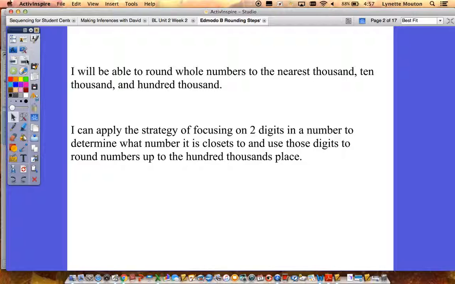Your success criteria: usually I don't require that you stick to the strategy that I teach you, but this time I do want you to, because if you can round this way, you can round any number that they give you, and typically students have a difficult time with rounding. So I want you to be able to apply the strategy of focusing on two digits in a number to determine what number it is closest to, and to use those digits to round numbers up to the 100,000s place.